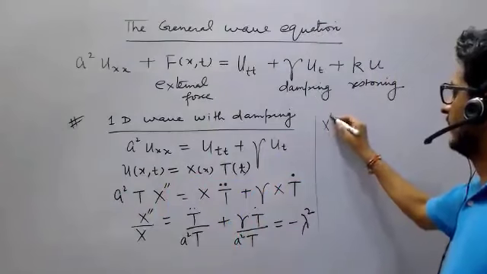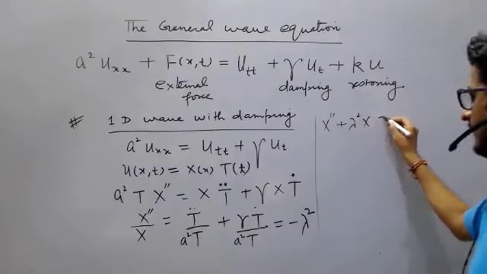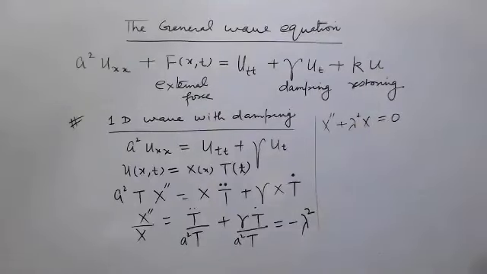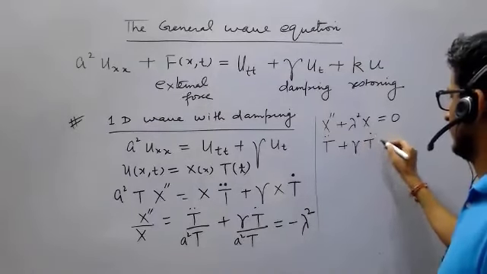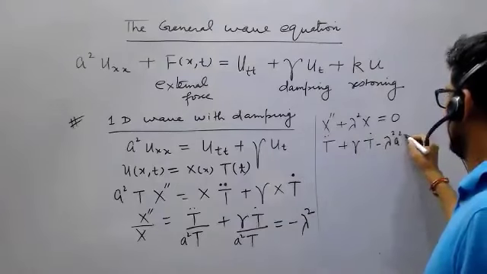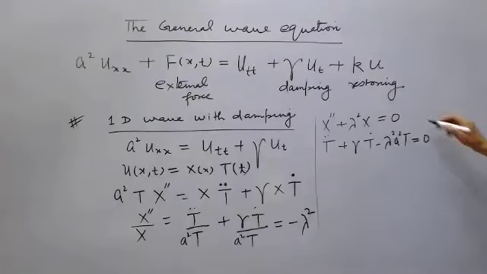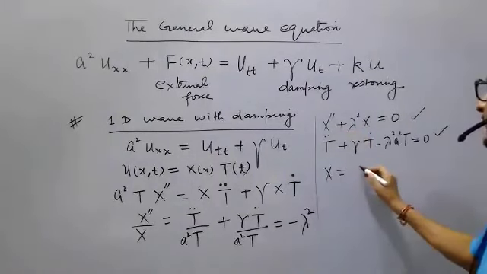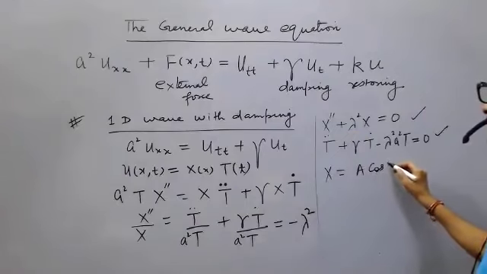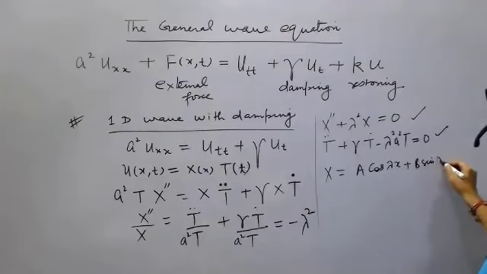So x double dash plus lambda square x is equal to 0 is one equation, and t double dot plus gamma t dot minus lambda square a square t is equal to 0 is another equation. So these are the two equations that need solution. First solution is so simple, x becomes a cos lambda x plus b sin lambda x, correct?